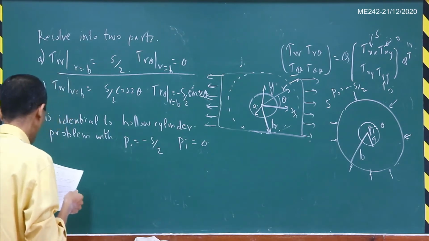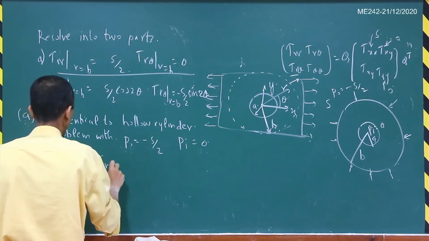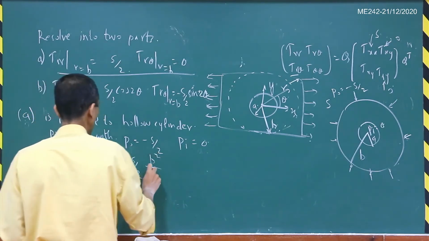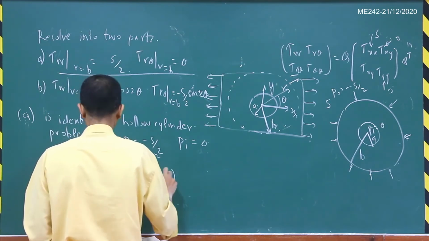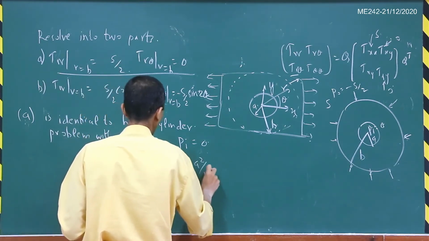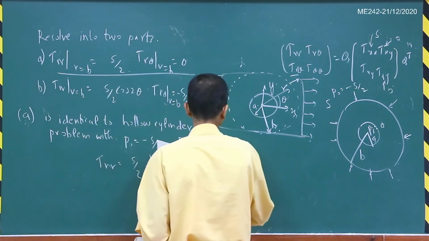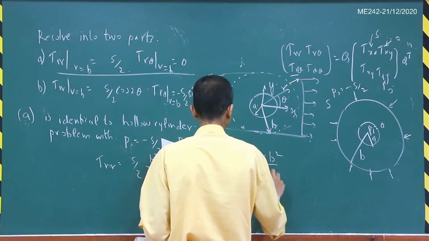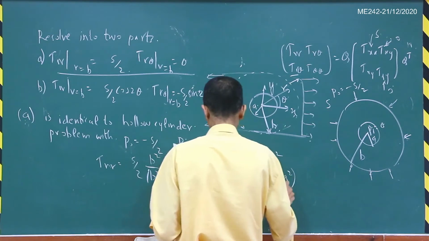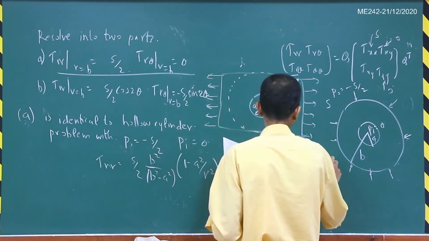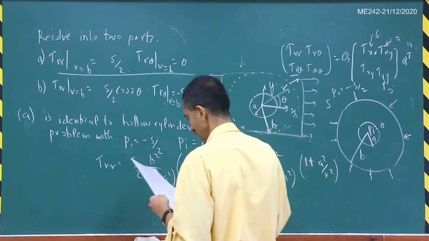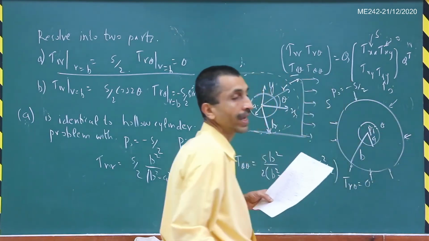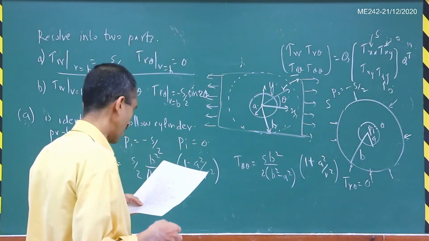And then what we will get is that tau rr is equal to S by 2 times b square by b square minus a square times 1 minus a square by r square, and tau theta theta is equal to S times b square by 2 times b square minus a square times 1 plus a square by r square. And then tau r theta is equal to 0, because that is actually a symmetric problem.